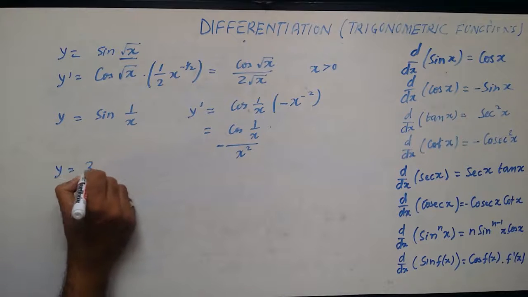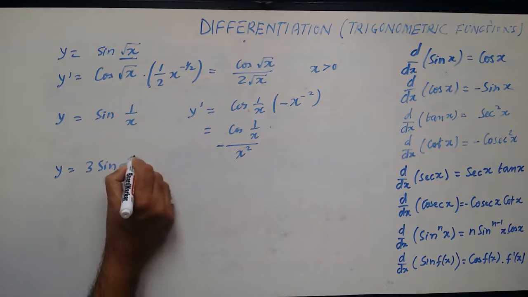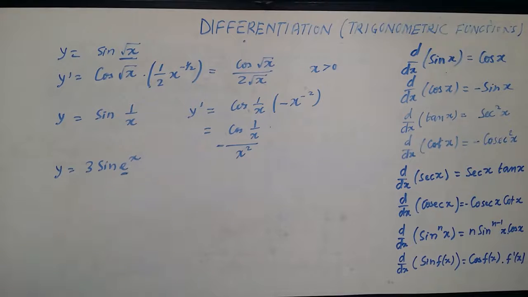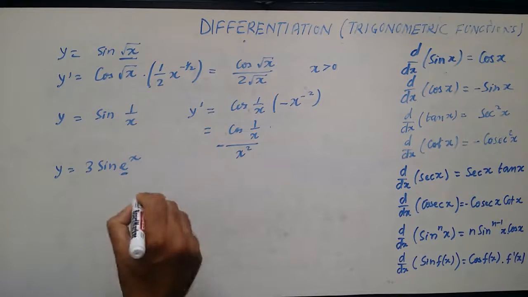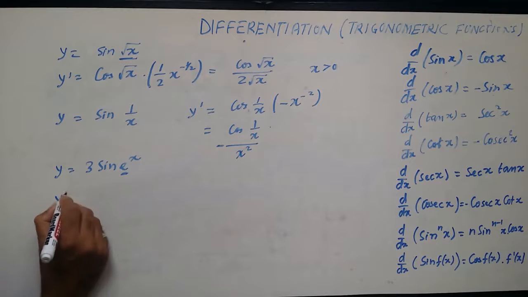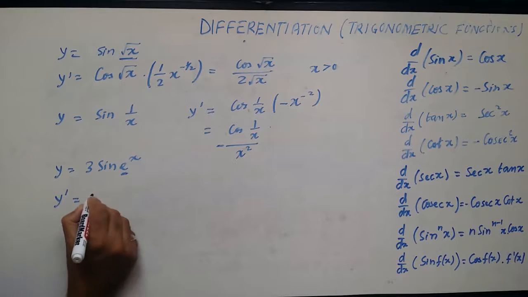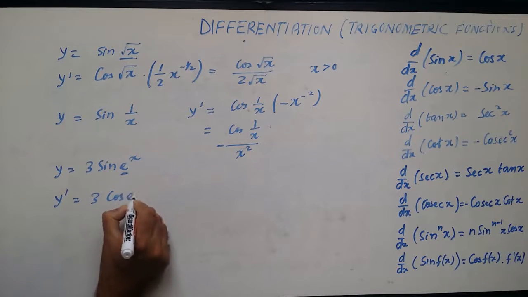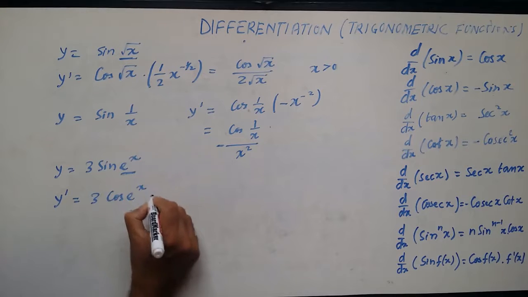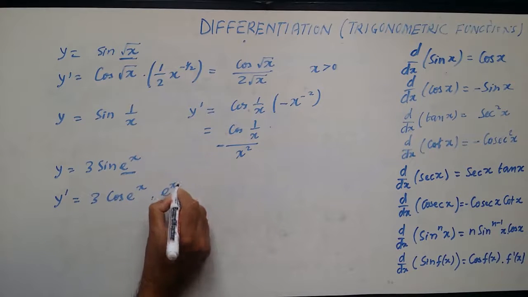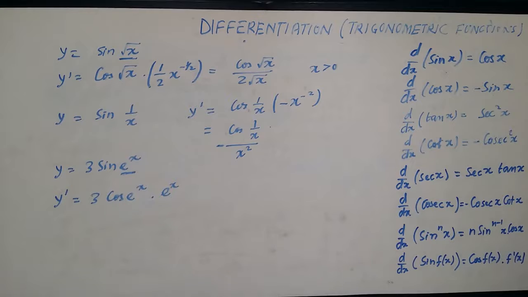Y is equal to 3 sine e to the power x. Now this is an exponential function, but the way we do it is the same. So here the differential of y will be 3 cosine of e to the power x, and then the differential of this function, which is again e to the power x.